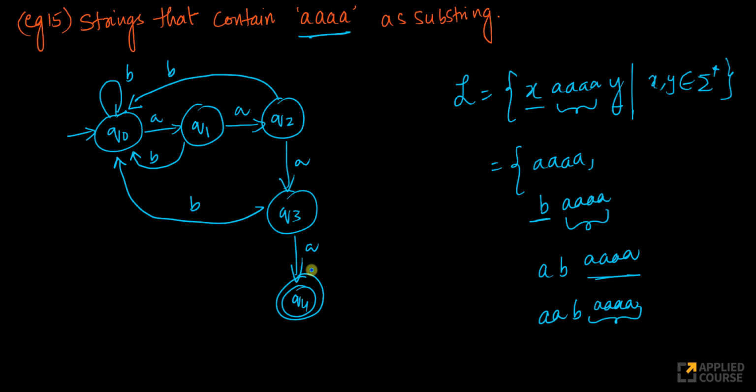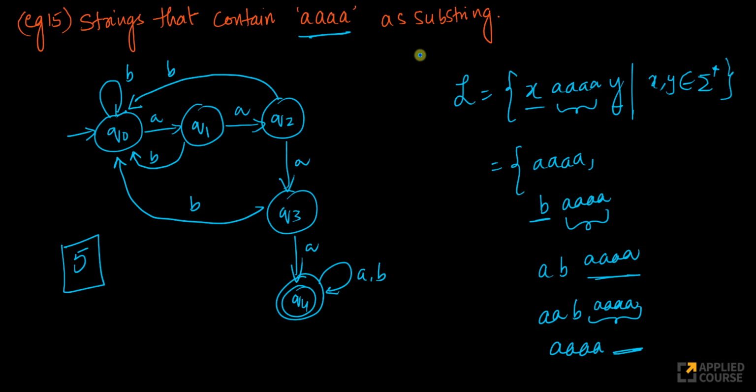Now, once I reach a final state, I've already seen AAAA. Look at this, I've already seen AAAA. Whatever else I see, it would consist of A's or B's, and whatever I see, it still has the substring AAAA. That's it. That's all the logic here. With 5 states, we could construct a finite automata which accepts 4 A's as a substring.